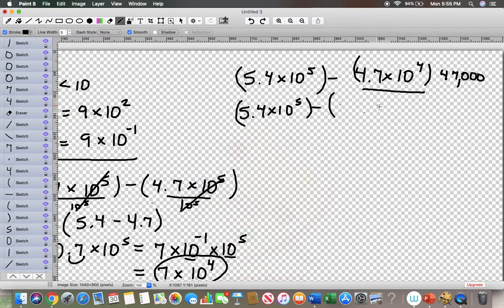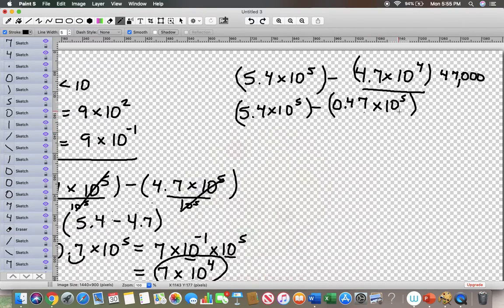I want this to be 10 to the 5th power. So without changing 47,000, would it be 0.47 or would it be 47? Which one would it be? Hopefully you said 0.47 is what we would change it to.